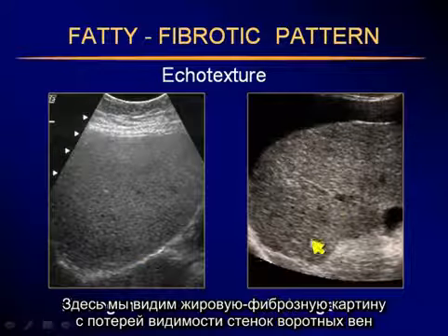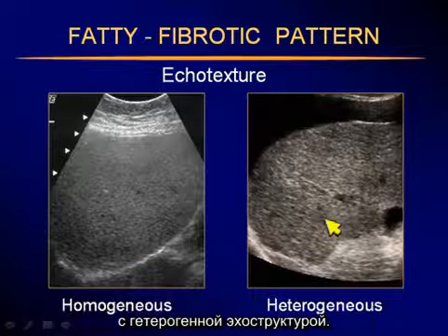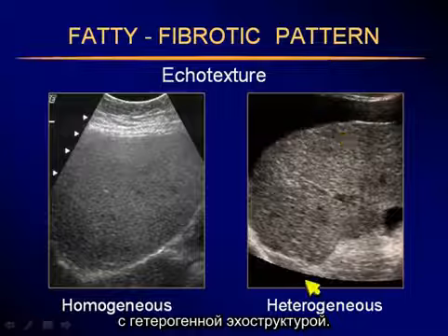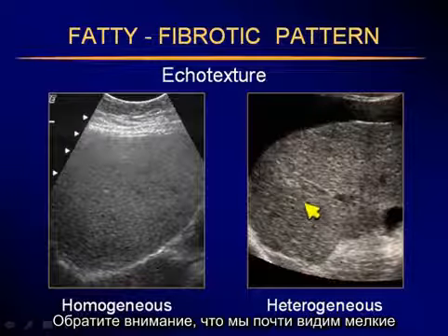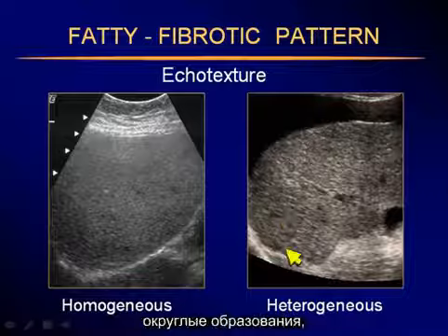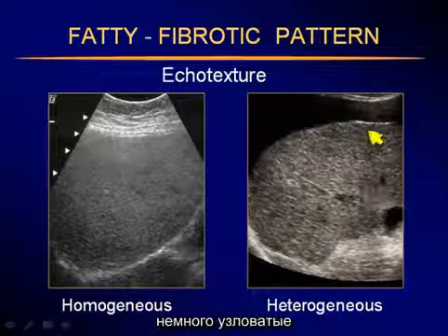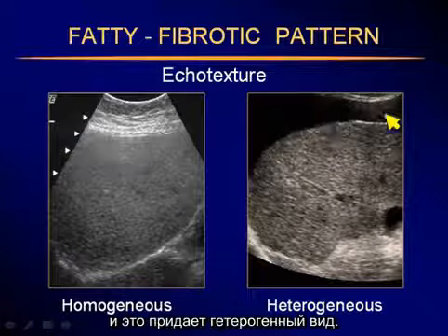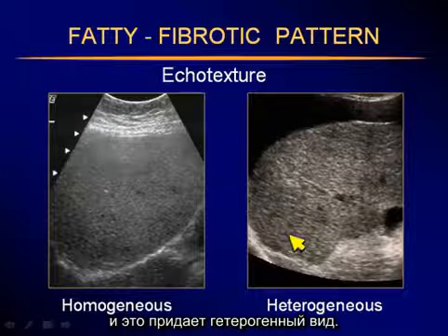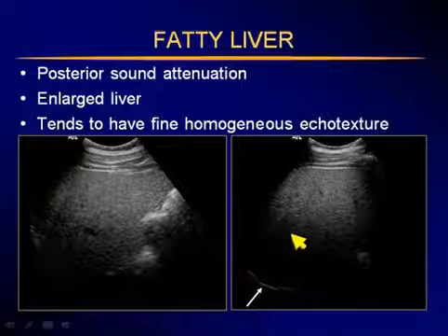Here's the fatty fibrotic pattern, loss of portal vein walls, with the heterogeneous pattern. Notice we almost see little tiny rounded masses throughout, a little bit nodular. That's what gives it this heterogeneous appearance.